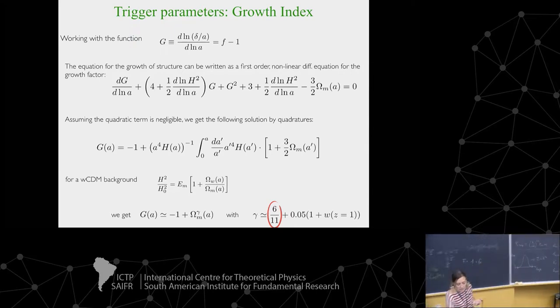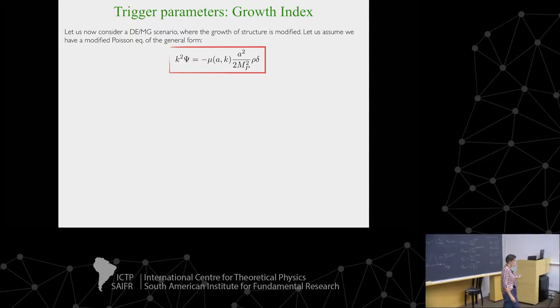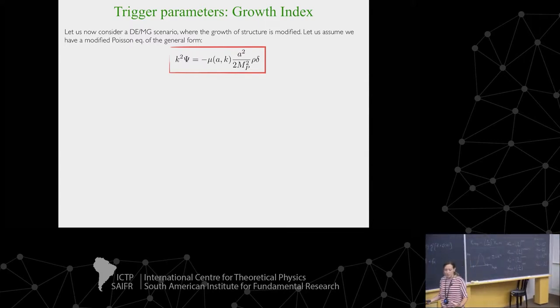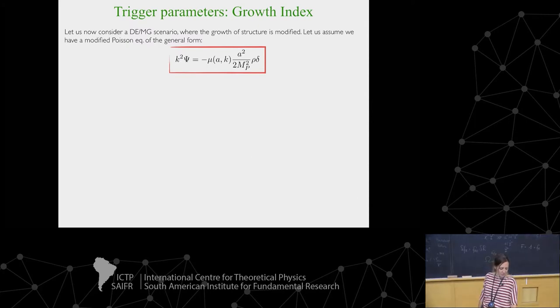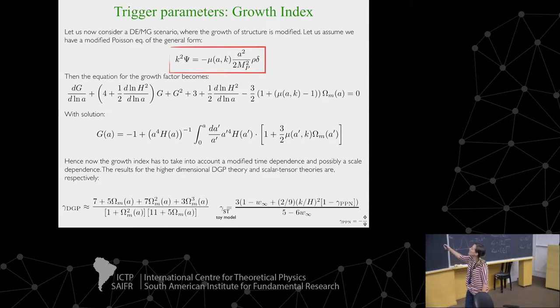What happens if instead we have something like what we have seen in f(R), that is a Poisson equation that changes, has an overall rescaling, a time and scale dependent rescaling of the Newton constant, let me call it mu. And we have seen that then your equation for delta will have this scale dependence appearing in it. So you can repeat the same algebra, but you have to be careful that now you have this mu. And of course, again, you drop this, but this mu will enter in your integral. So it's very complicated to give an analytical expression now for the growth rate.